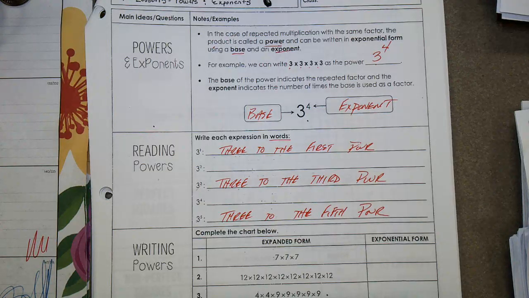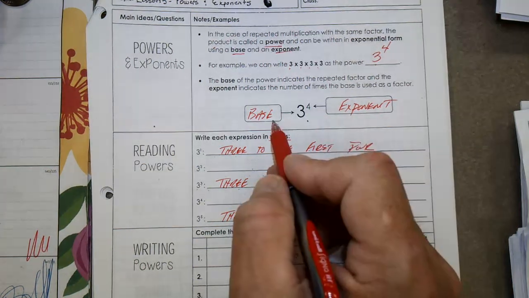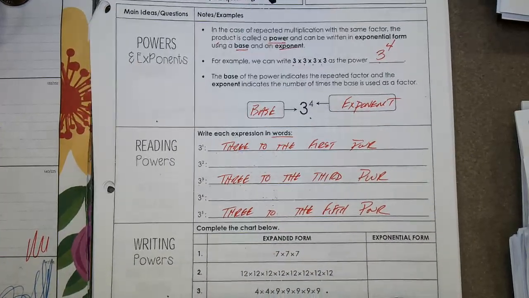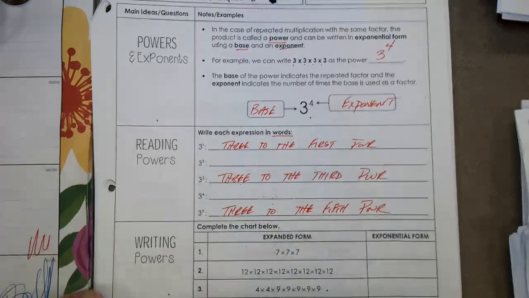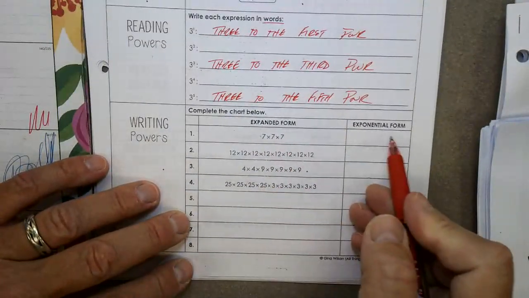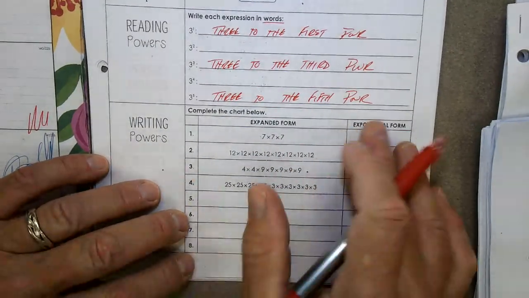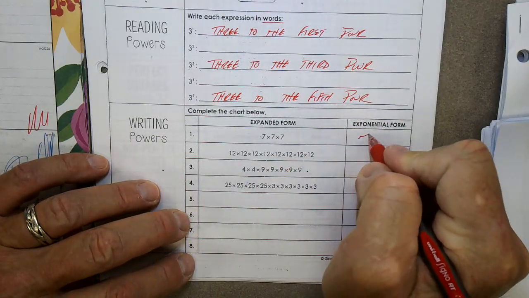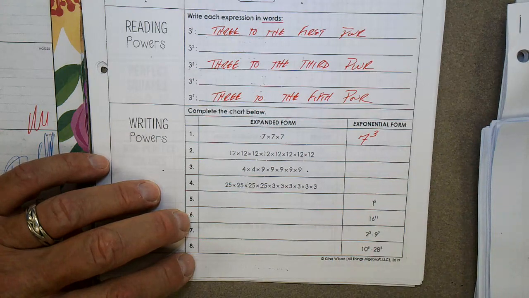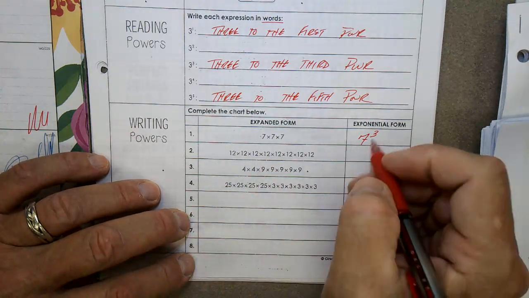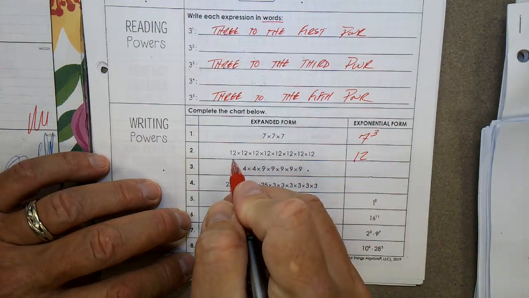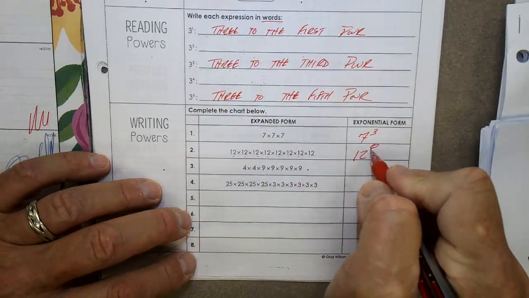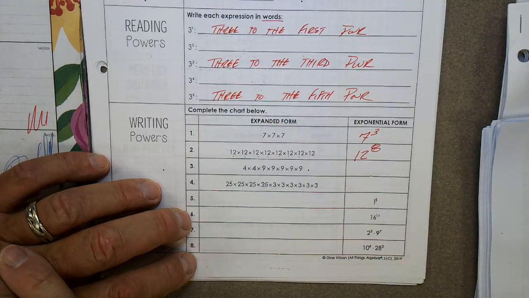We have a base, we have an exponent. Now, the exponent tells us how many times to multiply the base by itself. So if we look at these buttons at the bottom, we're going to write these out. This is expanded form, and then we have exponential form. Exponential form is just writing it with a base and an exponent. So this is going to be 7 to the third power. This is going to be 12. This is kind of ridiculous, but 8 to the 8th power.